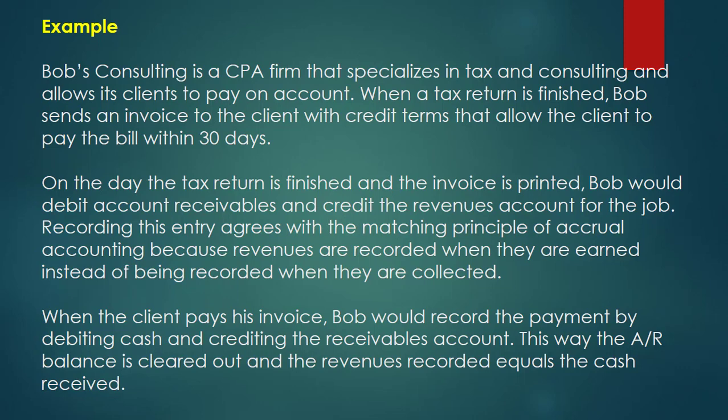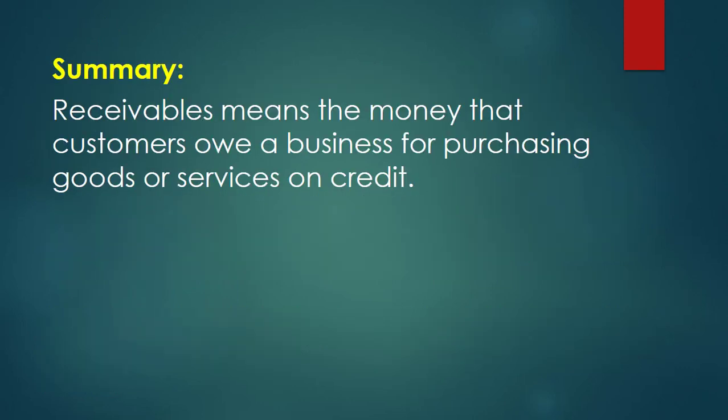When the client pays his invoice, Bob would record the payment by debiting cash and crediting the receivables amount. This way, the accounts receivable balance is cleared out and the revenue recorded equals the cash received. So, if we summarize the whole thing, we can say receivables means the money that customers owe a business for purchasing goods or services on credit.